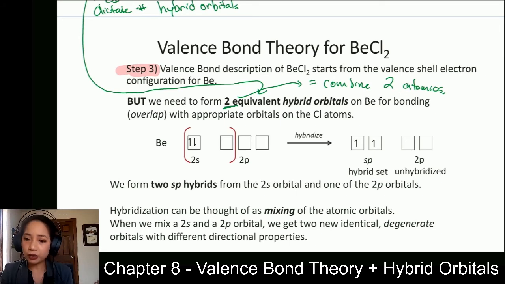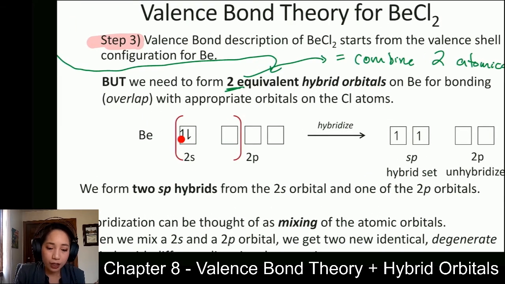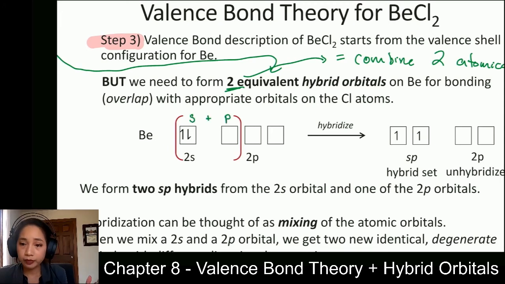So we kind of read left to right here. Since the electrons are in the 2s subshell on beryllium, one of the atomic orbitals must include that s orbital, or the s subshell. And so that's one of our atomic orbitals. Then we will also combine the next atomic orbital, which is a p orbital. So we are combining one s orbital and one p orbital, atomic orbital.